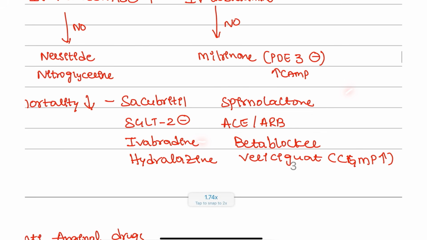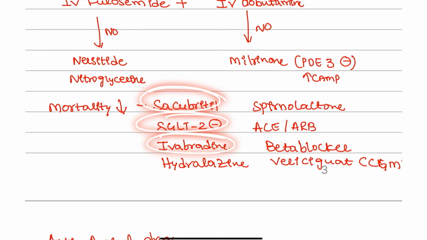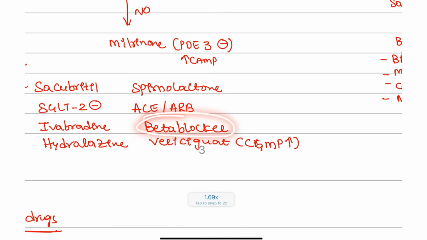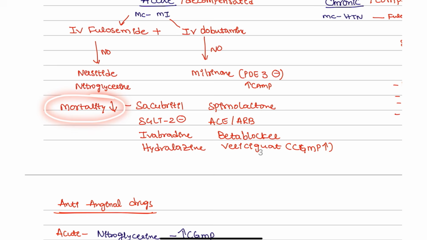A common question that can be asked is which drugs decrease the mortality. In the mortality decrease, what are the drugs we have, guys? Sacubitril, SGLT2 drugs, ivabradine, hydralazine, spironolactone, ACE and ARB inhibitors, beta blockers, and vericiguat, which will increase the cGMP activity by increasing the NO. All these drugs are the best drugs that can be given to patients suffering from heart failure.